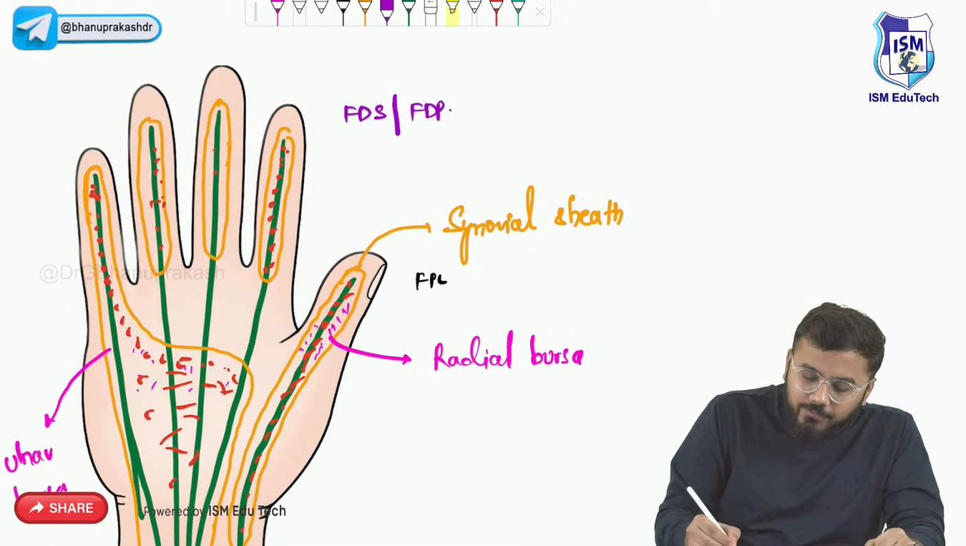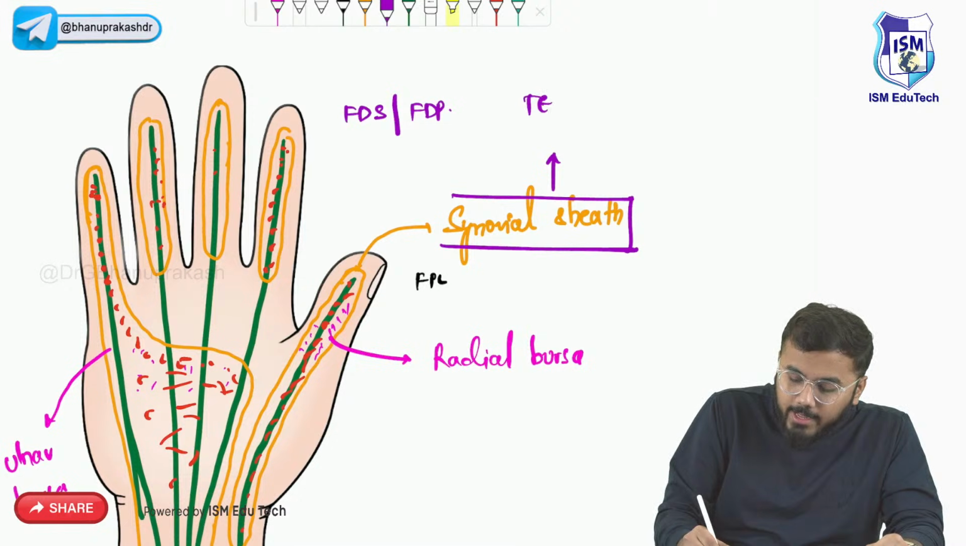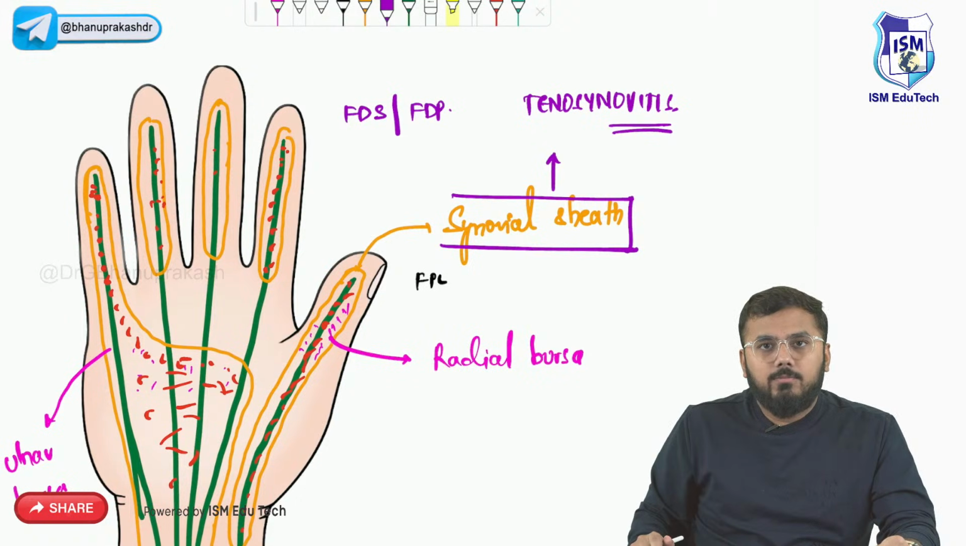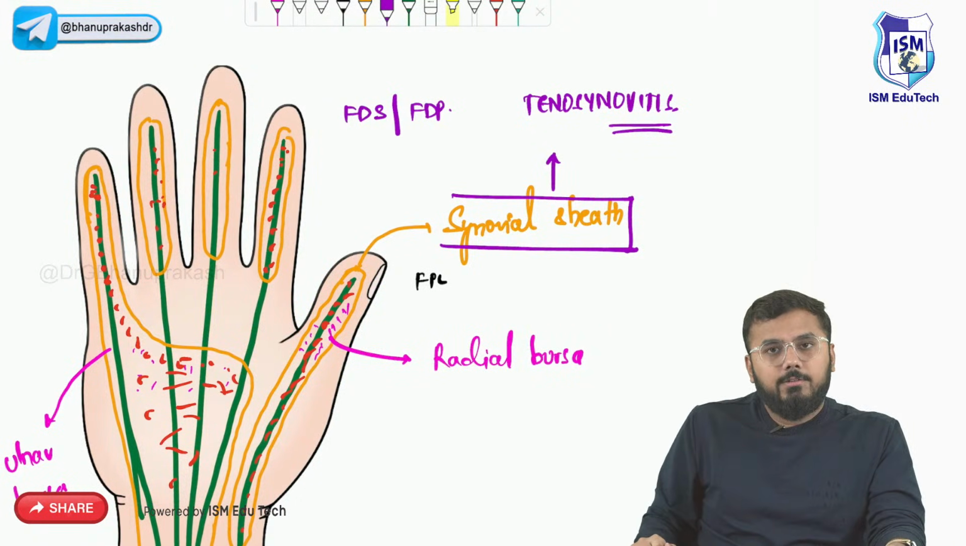And infection of this synovial sheath is called tenosynovitis. Clear? Infection of this synovial sheath is called tenosynovitis.